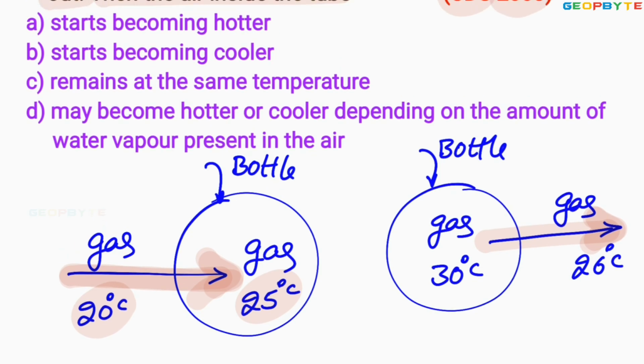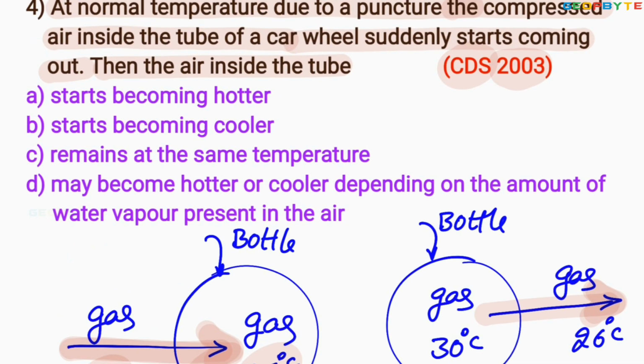The same information you can connect to the tire also, car tire also. By the time the gas is leaving from the tire to outside, definitely temperature decreases. Temperature decreases means that air starts to cool. Option B is absolutely correct. I hope you got my point.